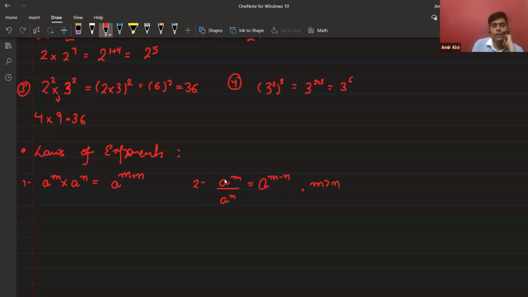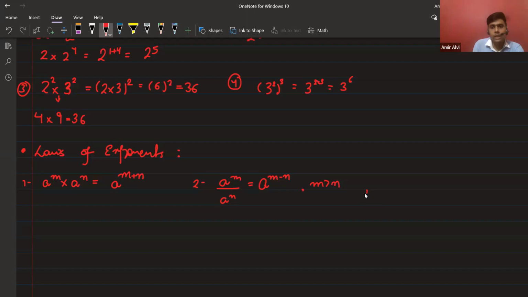Because if you take m as smaller than n, suppose this is 1 and this is 2, what will you get? You will get the answer in -1. Yes or no? Yes. So this will become basically in the denominator. So if we are writing this formula, we have to write m greater than n. If we write n minus m, we will write n greater than m.